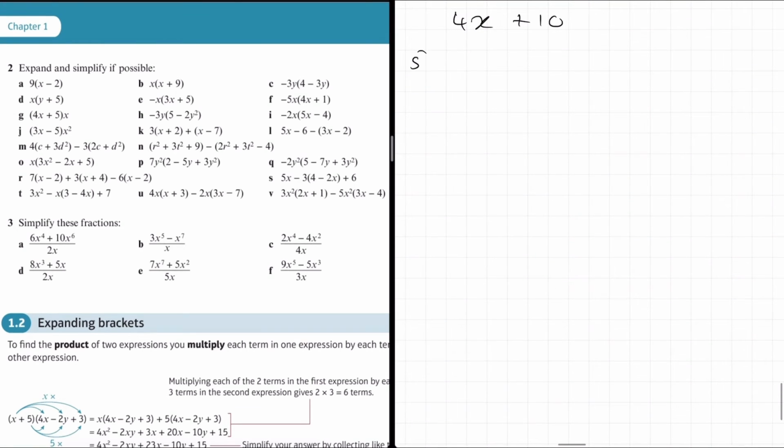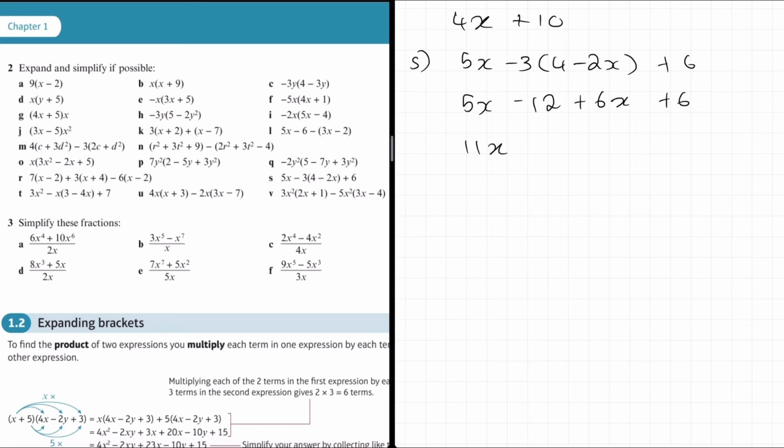Okay, F. We've got 5x minus 3 times 4 minus 2x plus 6. That leaves us with 5x. Minus 3 times 4 is minus 12. Minus 3 times minus 2x is positive 6x plus 6. Now when we're collecting like terms, 5x and 6x is 11x. And minus 12 plus 6 is minus 6.